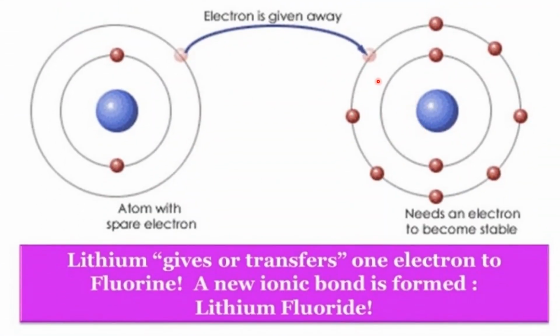Looking at this example, an electron is given away by the cation, while the anion, on the other hand, accepts the electron, just like how the compound lithium fluoride is formed.